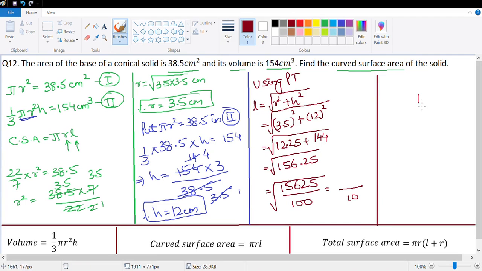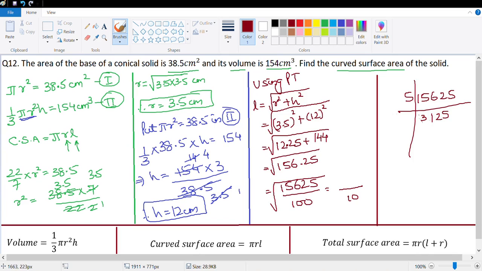Let's do it using prime factorization, because this is divisible by 5 for sure. So 5 into 3, 15. 5 into 1, 5. That's 12. 5 into 2, 10. And that leaves 25. So this is 5 again.